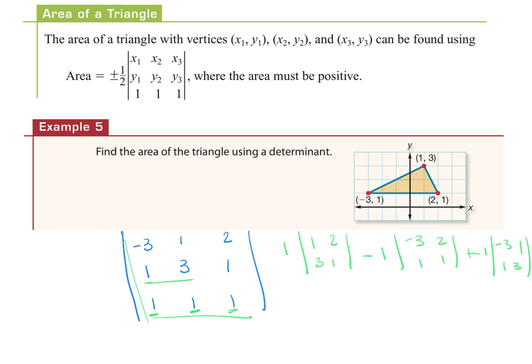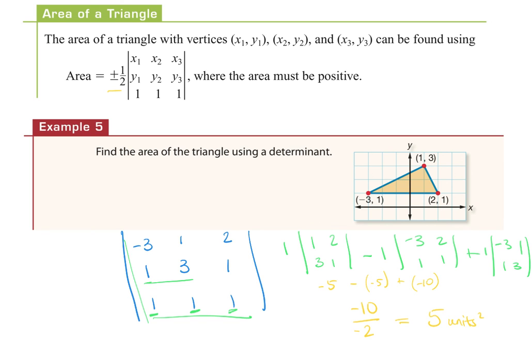All right, and so I just have 1 minus 6, or -5, minus -3 minus 2, minus a -5, and then plus a -9 minus 1, which is -10. All right, so this ends up being -10, and I need to multiply by either positive or -1/2. Well, my area has to be positive, so I'm going to divide this by the -2. My area here is 5 units.